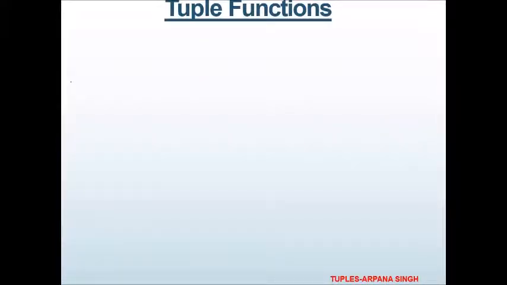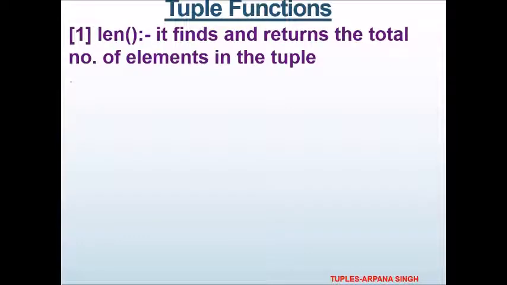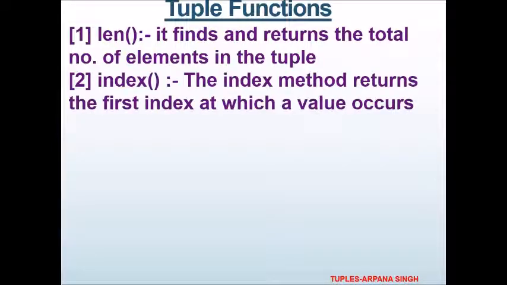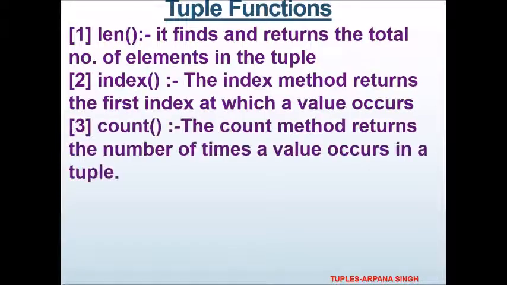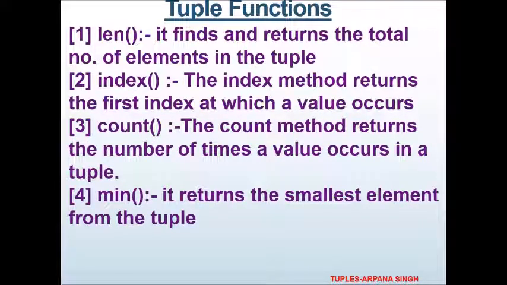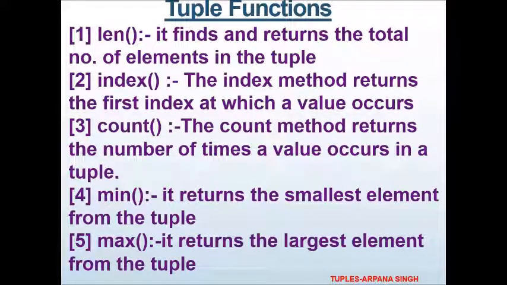Now functions or methods in tuple. First is the len function, which finds and returns the total number of elements in the tuple, that is the length of the tuple. Index function finds and returns the index of the element that you write in the bracket; the first occurrence of the index will be returned. Third is the count function, it returns how many times the particular element given in the bracket occurs in the tuple. Min function returns the smallest element from the tuple, and max function returns the largest element from the tuple.